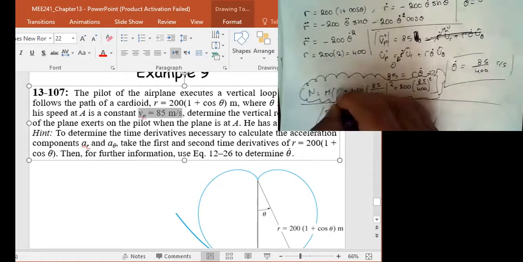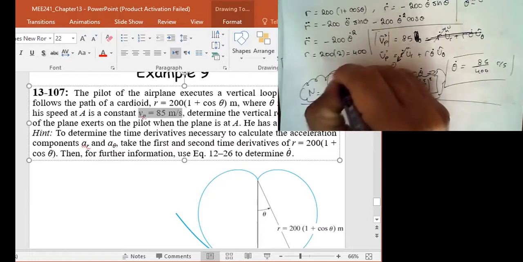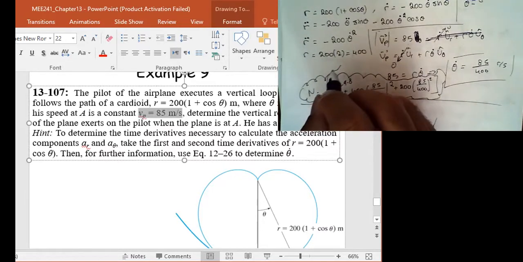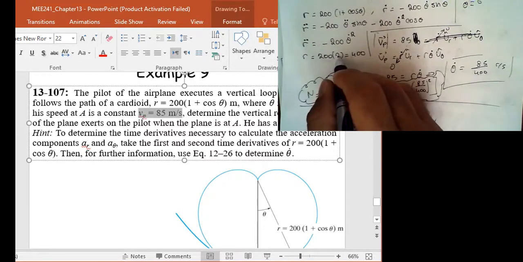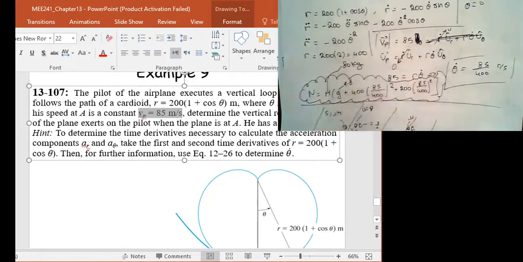Okay, guys, we know g is 9.8, and supposedly the guy is flying close to the Earth's surface, and the weight of that person is, I believe, 80 kg. Okay, guys, so that is it regarding this problem.